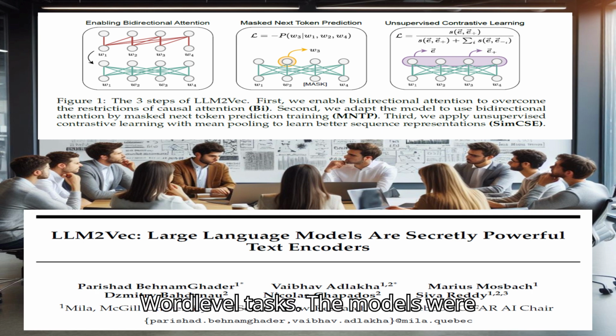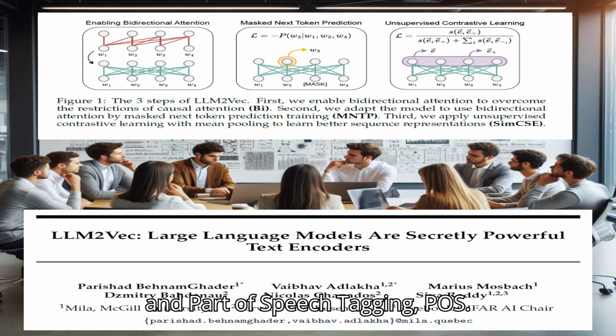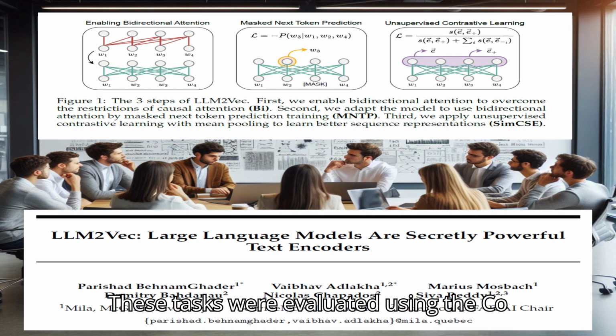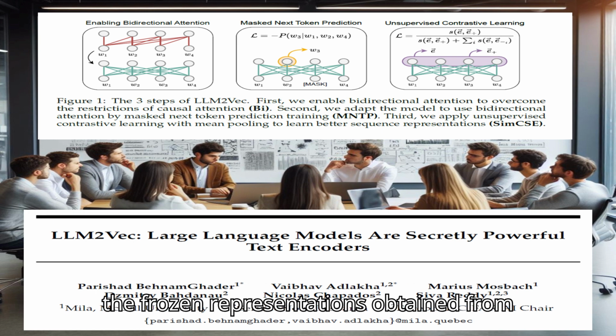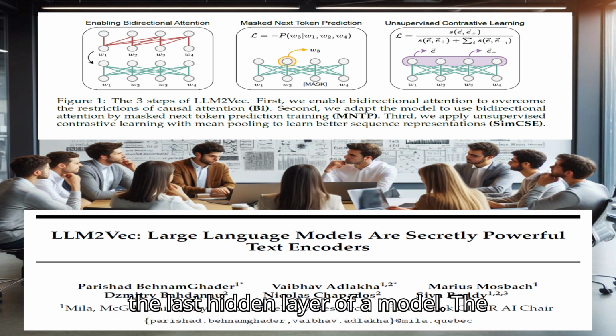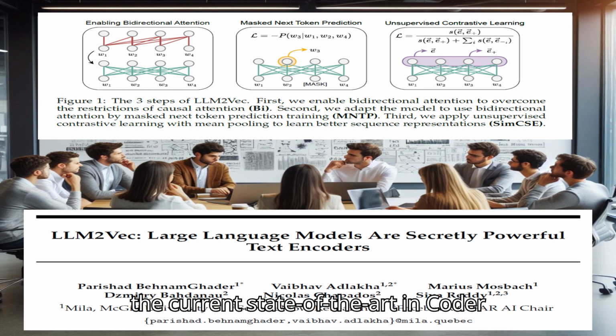Word-level tasks. The models were evaluated on three word-level tasks: chunking, named entity recognition, NER, and part-of-speech tagging, POS. These tasks were evaluated using the LLM2 benchmark. A linear classifier was trained on top of the frozen representations obtained from the last hidden layer of a model. The performance of the models was then compared to the LLM2V large, which is the current state-of-the-art encoder-only model.